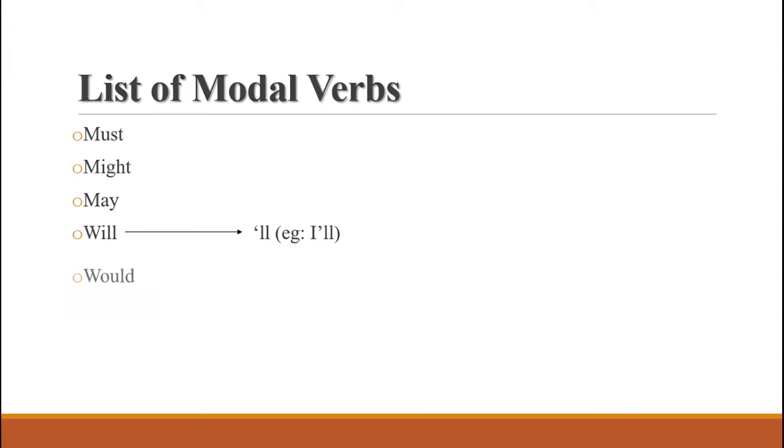The same goes for would. Would also is a special one, because we have a contracted form that is formed by apostrophe and D. Temos o apóstrofe e o D. An example is I'd. Repeat with me. I'd. I will, I'll. I would, I'd. Very good. There is can and could.